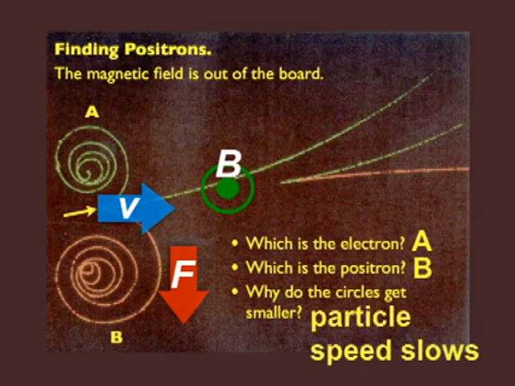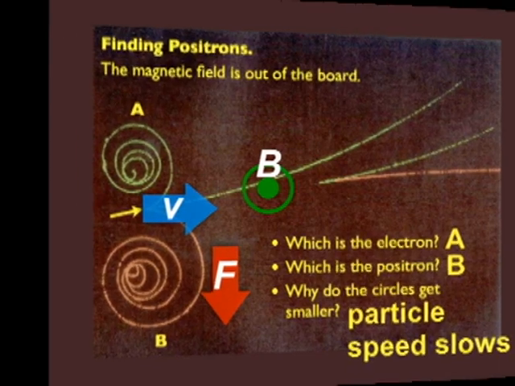And they're slowing down because they're making ionizations as they go along. As the particles move, they ionize atoms. As they ionize atoms, they're giving up energy. As they lose kinetic energy, they slow down. And so the circles will get smaller.